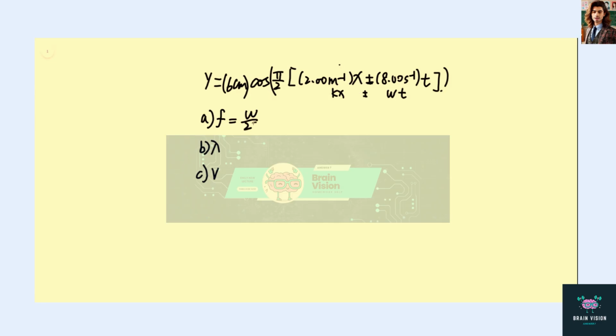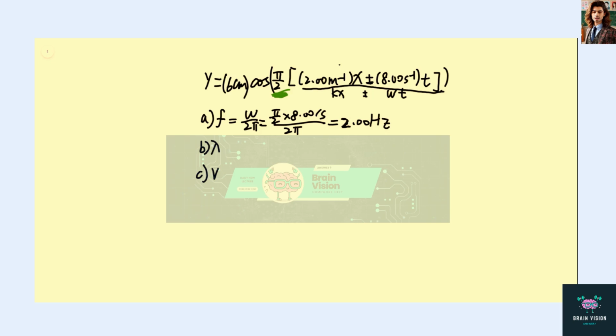Frequency is omega over 2 pi. And we can read what omega is from this equation because this part should be in the form of kx plus or minus omega t. So what is omega? It's easy to mistake it as 8 per second, but we need to remember that there is also this coefficient pi over 2 over here. So omega is actually pi over 2 times 8 per second, and the frequency is omega over 2 pi, so frequency is 2 hertz.